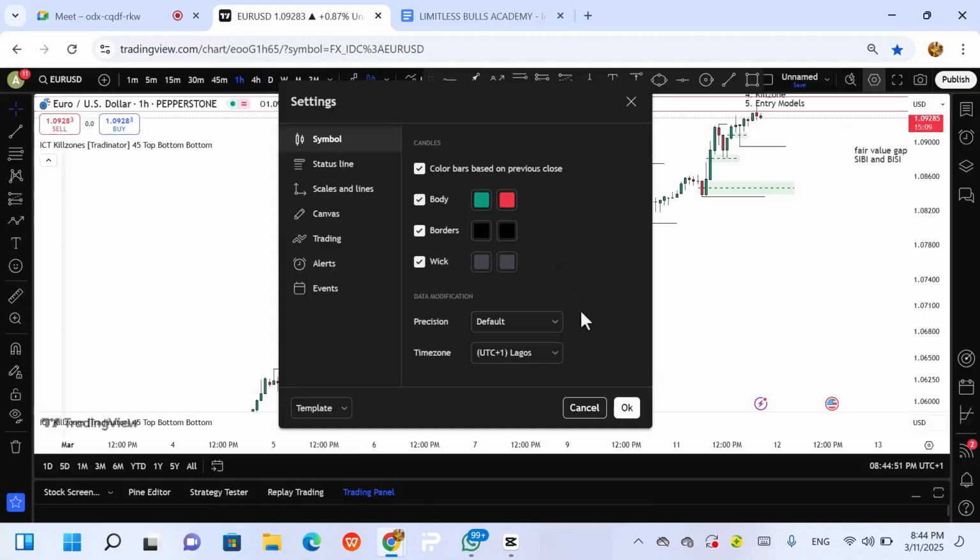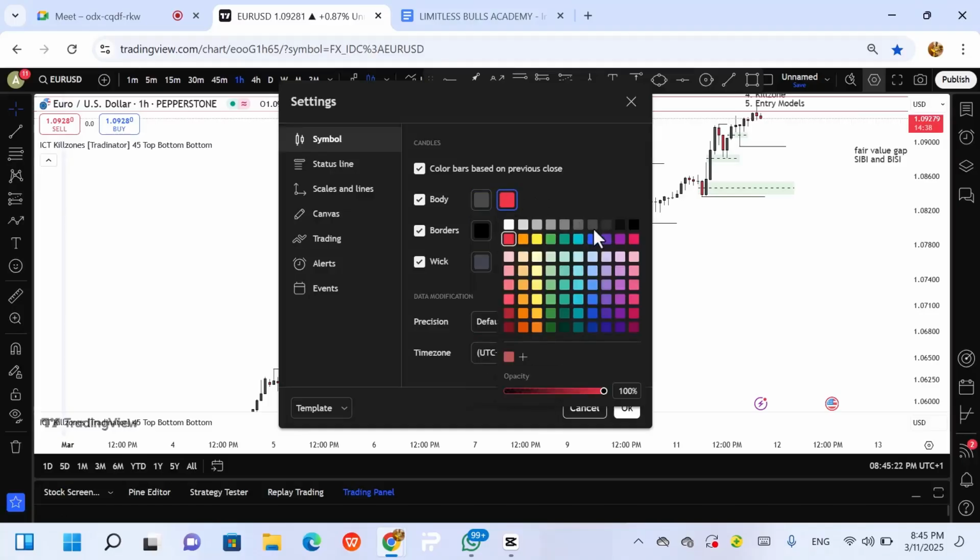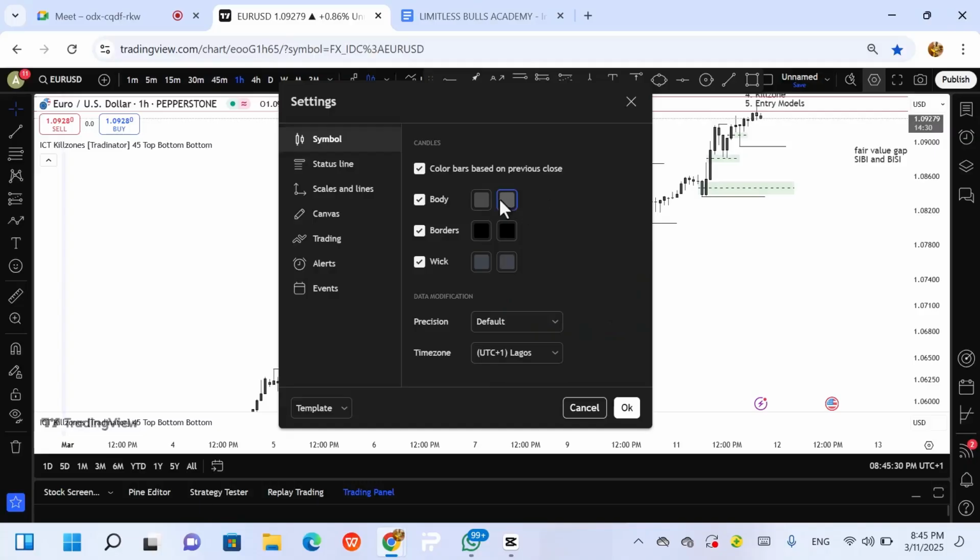Sorry, I want to change this candlestick. Okay, I want to get another template. So now I want to do something. So this is what I want to do. The body of this candle. This is the same.